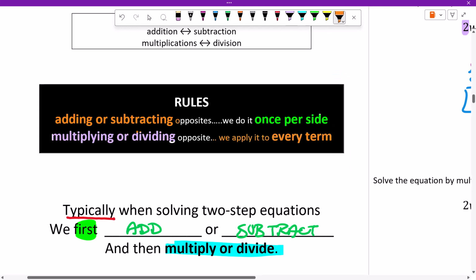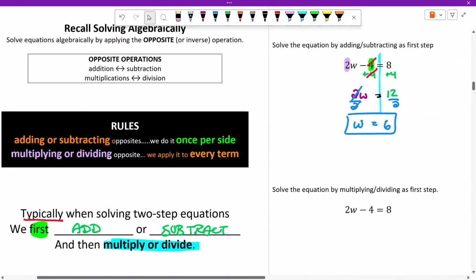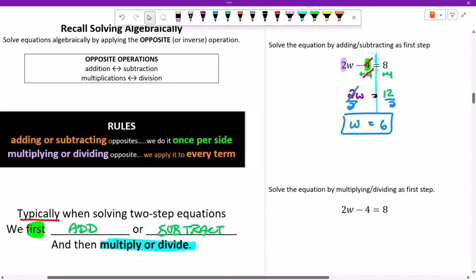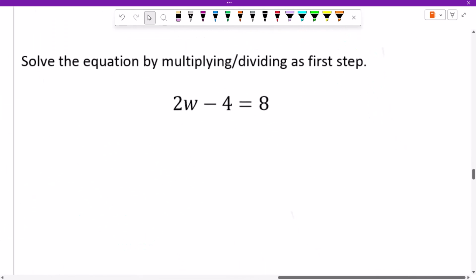Every single term needs to be multiplied or divided. If you cut this side down by a half, you need to cut this side down by half, everything that's on that side. Okay, so we're going to do that here. Instead of adding and subtracting first, we're going to look at this question and say, okay, let's do the multiplying and dividing first.